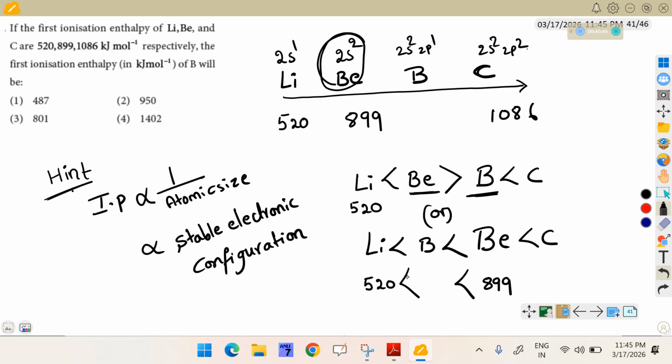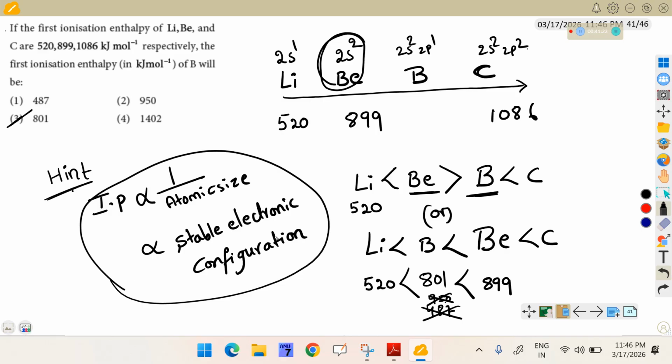Already lithium value is given, beryllium value is given. Find out the boron value. You can place 487 here. 520 is less than 487, wrong. Next, keep 950. 520 less than 950 correct. 950 less than 899 wrong. Take 801, correct. 520 less than 801. 801 is less than 899. See, ionization potential is inversely proportional to atomic size, directly proportional to stable electronic configuration.